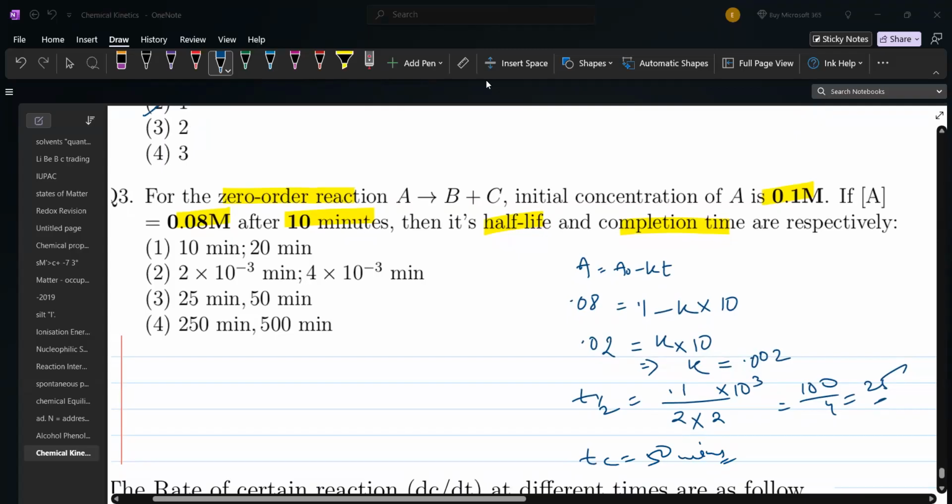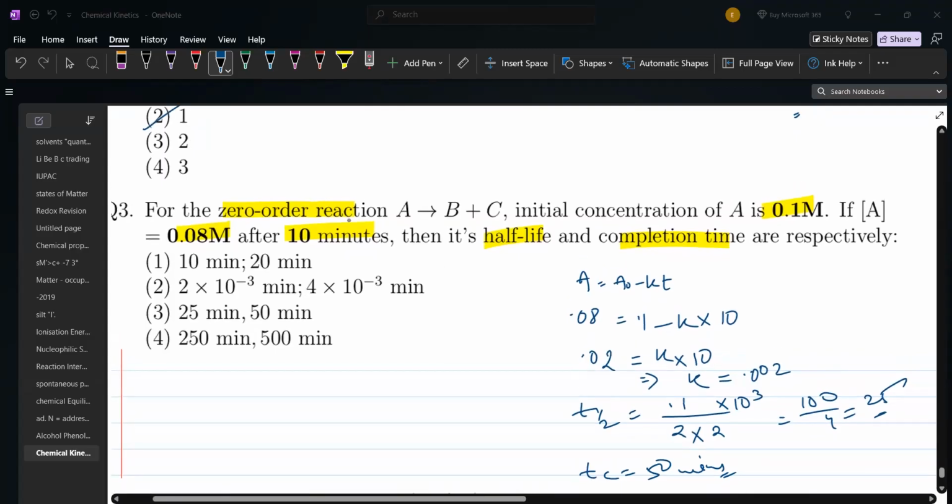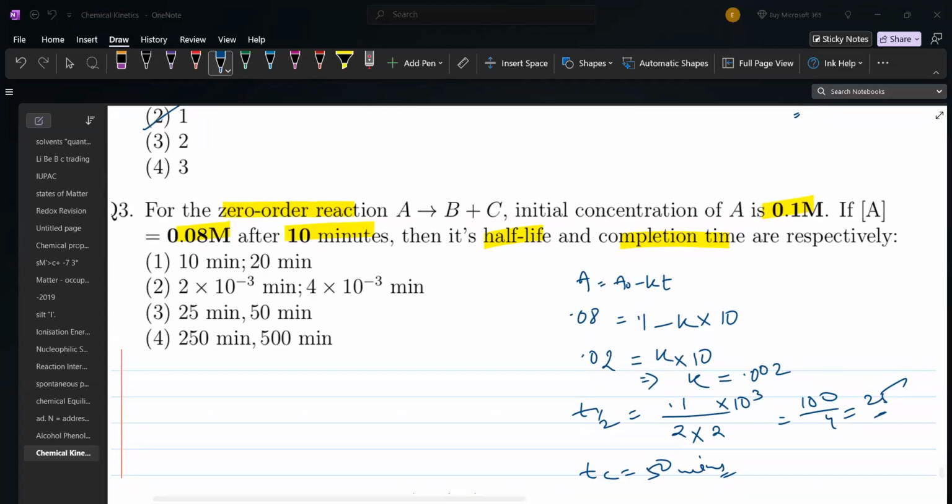Zaina, where have you done wrong? For the k value, in the formula you have applied wrong, or the data, the calculation error, or some other error? Calculation error. Okay, no problem. So understood?